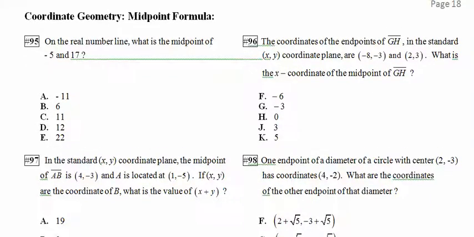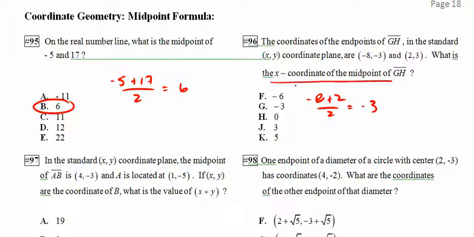So first one is coordinate geometry, and it talks about midpoints. So on a number line, it asks for a midpoint. Remember, a midpoint is just an average. So how do we find an average? Add them and divide by 2. Same thing, so now we got to keep our x's and y's straight. -8 plus 2 over 2, -3. Read the full question. It asks for just the x coordinate, so I don't have to do the y.